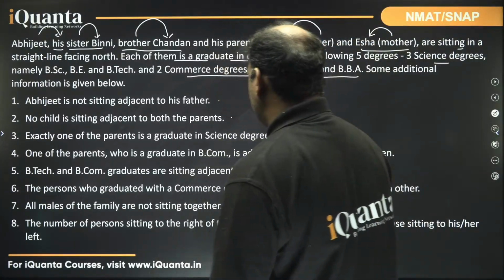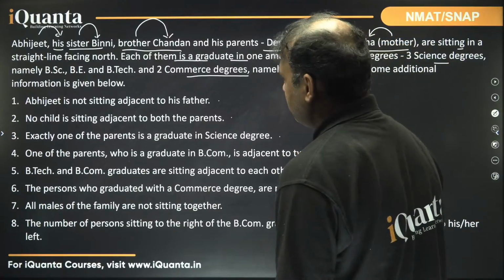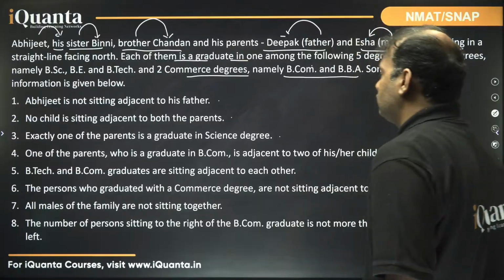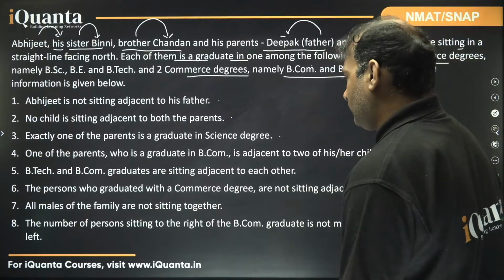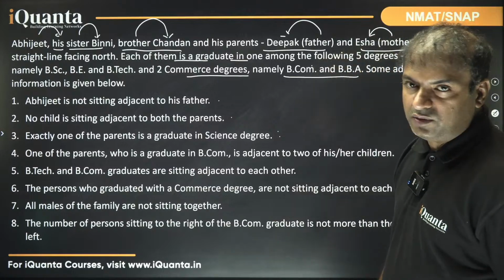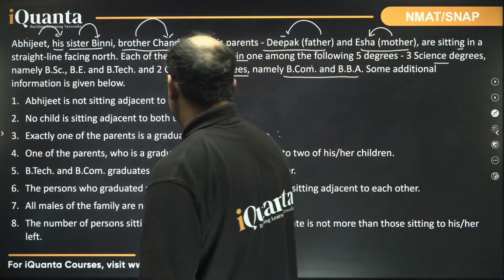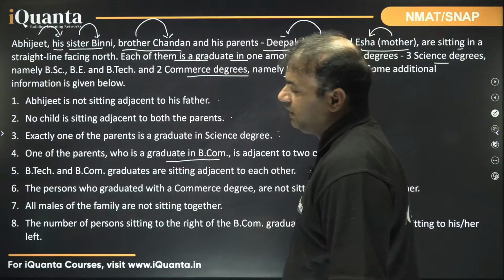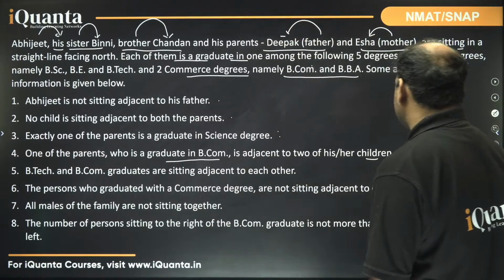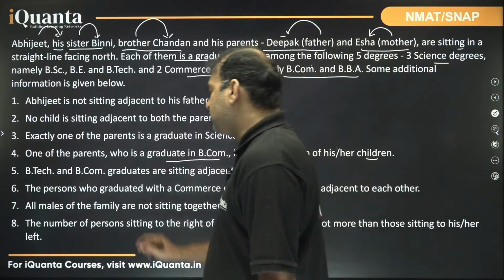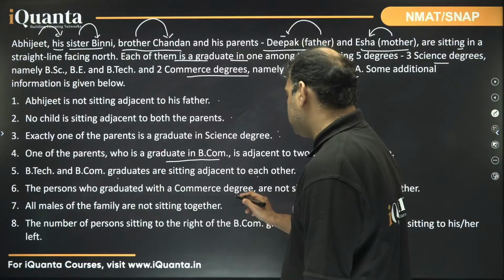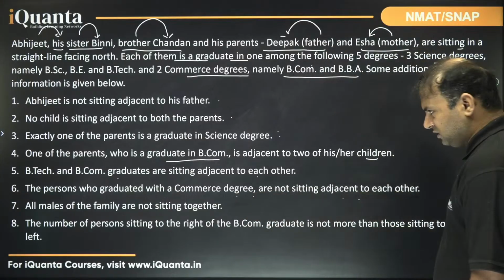Then they're saying exactly one of the parents is graduated in science. Alright, remember guys, we have 3 science degrees, BSc, BE and BTech, and 2 commerce degrees, BCom and BBA. So they are saying exactly one of the parents is in science, so obviously the other parent should be in commerce. Now they said that one of the parents is graduated in BCom. Alright, so for the other parent, they have given their degree. Okay, this BCom is adjacent to both of his or her children. Okay. BTech and BCom graduates are sitting adjacent to each other. The persons who graduated in commerce are not sitting adjacent to each other, alright.